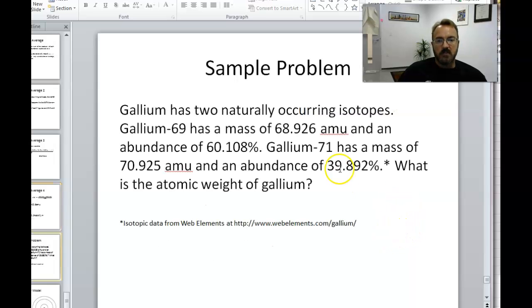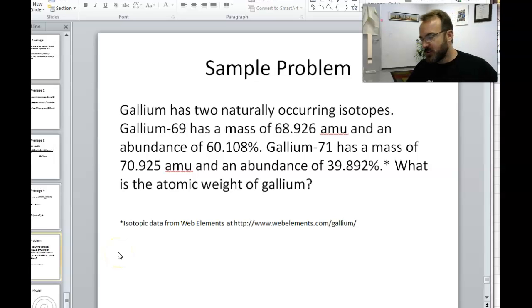This is a practice problem for you guys to work out, and you should pause it, figure out how to work it, and then I'll give you my answer here in just a second. Okay, so I've gone to a pencil and paper and my calculator and worked it all out just to give you the correct number. And when you're doing this, remember, you have a mass of 68.926 on this isotope, and then a percentage or abundance of 60.108%, but we need to divide that by 100.